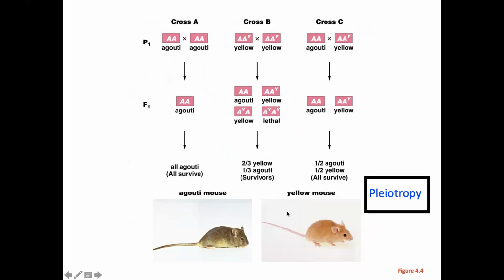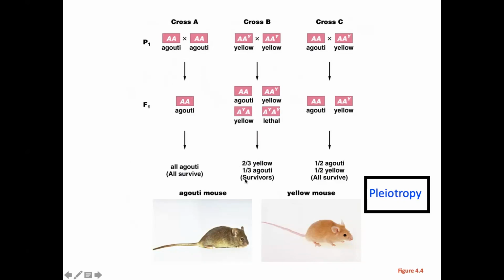Okay, but they didn't see that. Instead, what they saw very consistently through multiple crosses was that 2/3 were yellow and 1/3 were agouti. Okay, so again, it was a very repeatable outcome from multiple crosses. So they knew that there was an underlying biological basis, but they had to explain it.